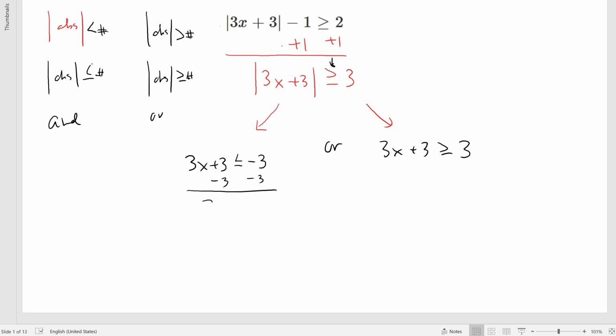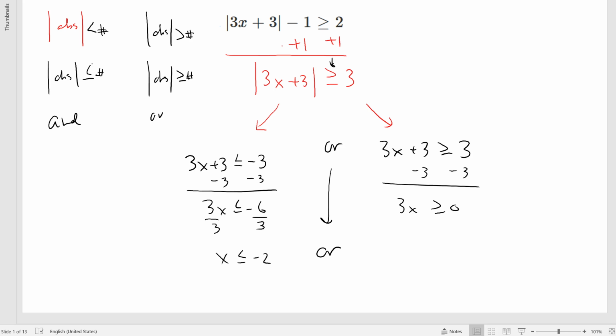So subtracting 3 from both sides gets you a -6. Dividing by 3 gets you x less than or equal to -2. Or subtracting 3 from both sides here gets you a 0, and that's okay. We still have x to simplify, so x greater than or equal to 0. So let's take a look at a graph. What does a graph of this look like? Looks like we have a block at -2. We're going off to the left because of the less than symbol. Then we have another block at 0, and we're going off to the right.